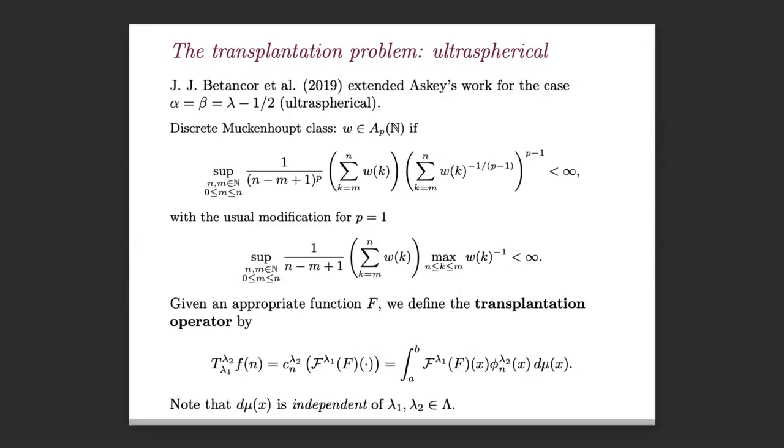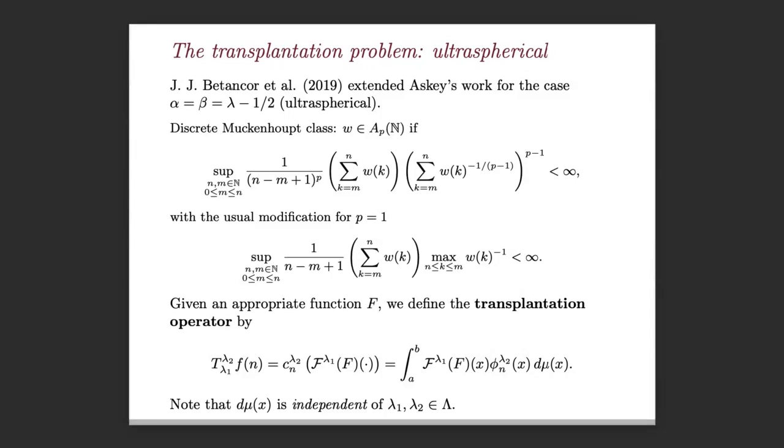The way used by Betancourt et al. is to define the transplantation operator T lambda 1, lambda 2 in the following way. First, we obtain the discrete Fourier transform with respect to the family of order lambda 1, then calculate its Fourier coefficients with respect to the family of order lambda 2.